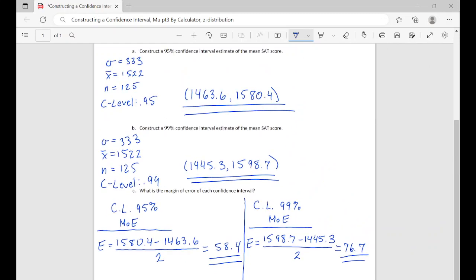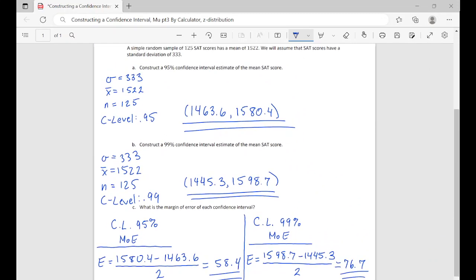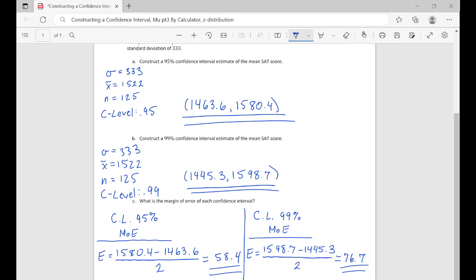So the difference between the two confidence intervals is not much, but when you're doing two different percent levels, 95% and 99%, there will be some difference. Not a whole lot, but it's still a difference. And for the margin of error, all you do again is you can use the formula up top, or you can just do the highest minus the lowest divided by 2 as another way to get the margin of error.